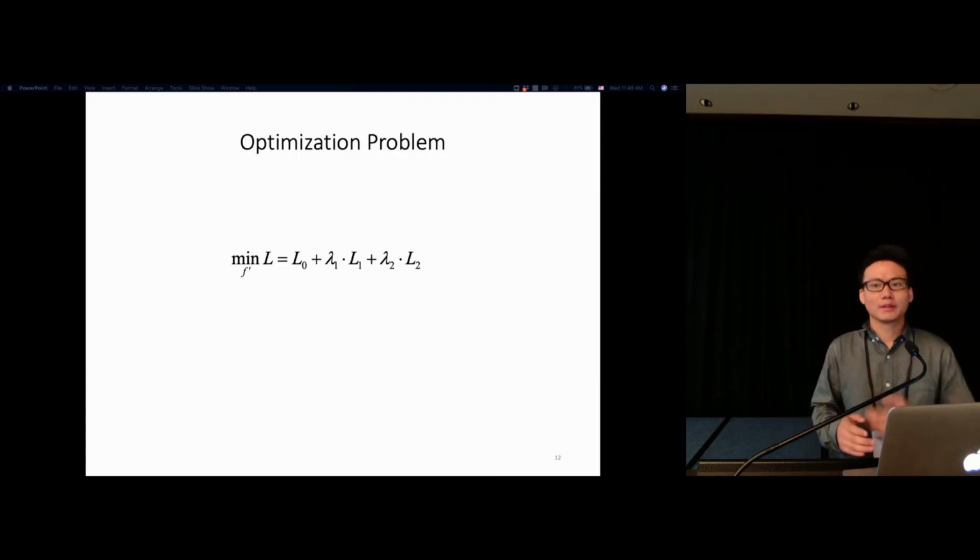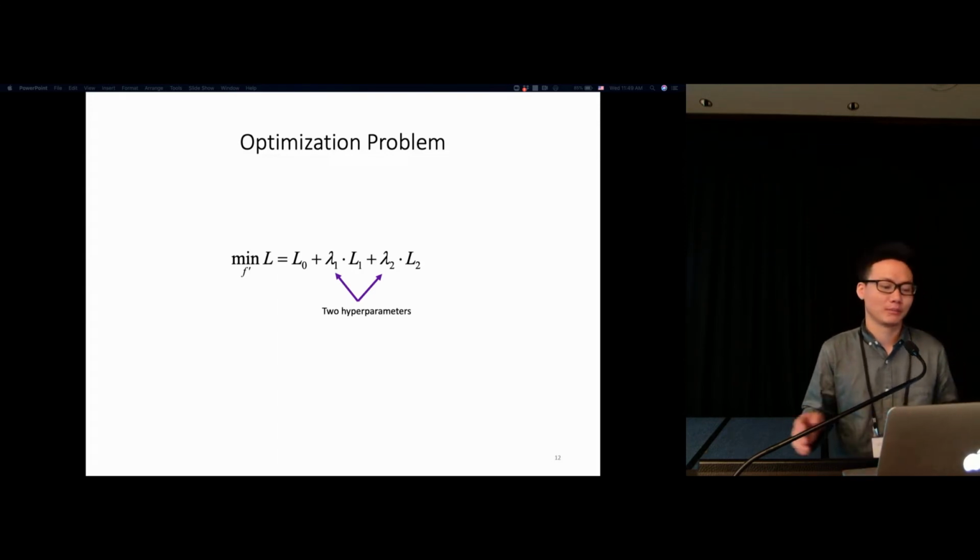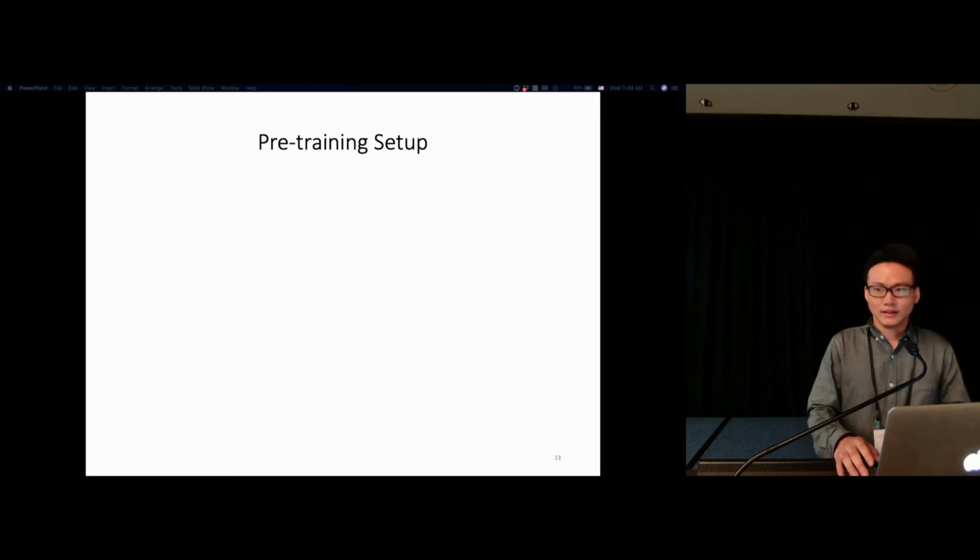Our final optimization problem is as follows, where lambda 1 and lambda 2 are two hyperparameters. We can use gradient descent to solve this optimization problem to craft a backdoor image encoder from a clean image encoder. Next, let's see some evaluation results.